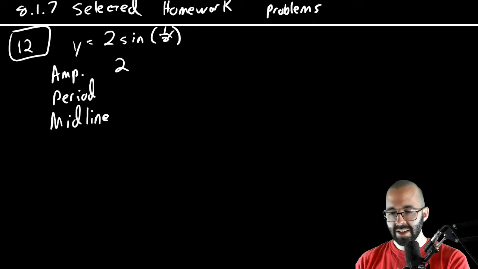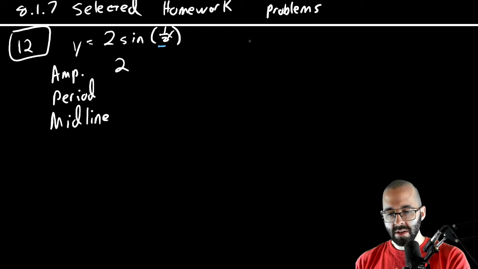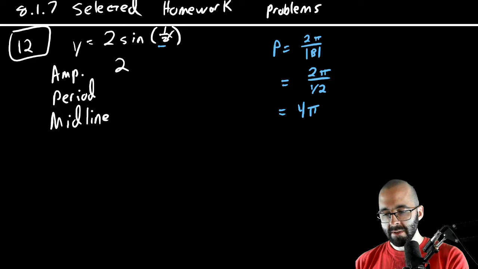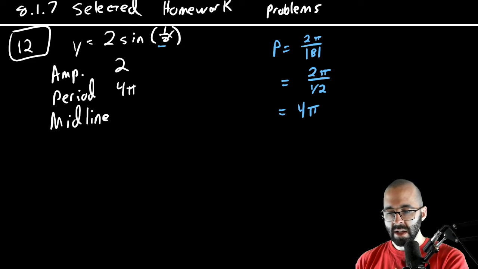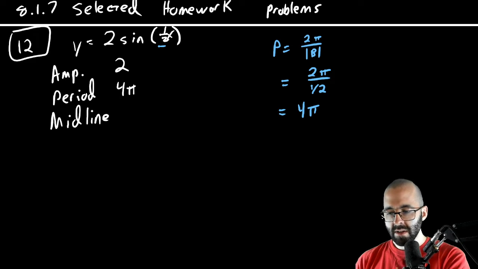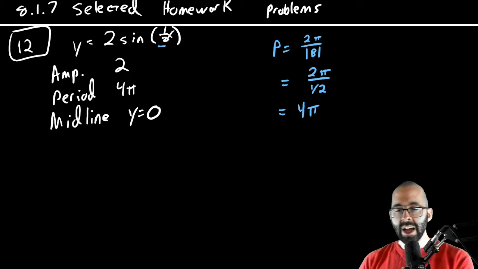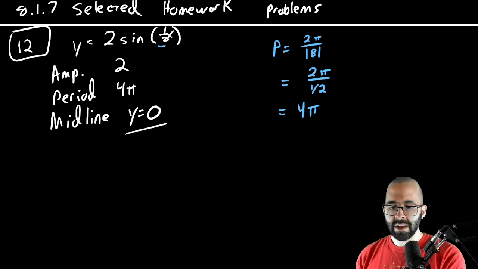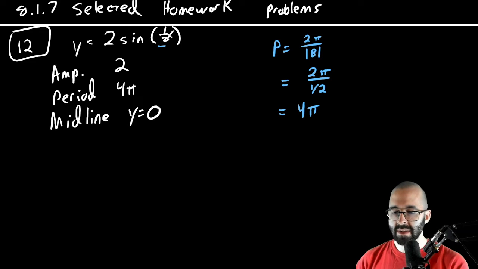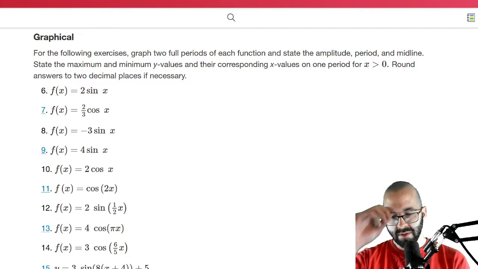There's an x right there. Period, right? Period is 2 pi divided by the absolute value of b. It's going to be 2 pi divided by 1/2, which is the same as multiplying by 2. Our period is 4 pi. And the midline has to do with d. There is no d. The midline will be the line y equals 0. You need this y equals part. The midline is the equation of a horizontal line. All right, so that's the first part.